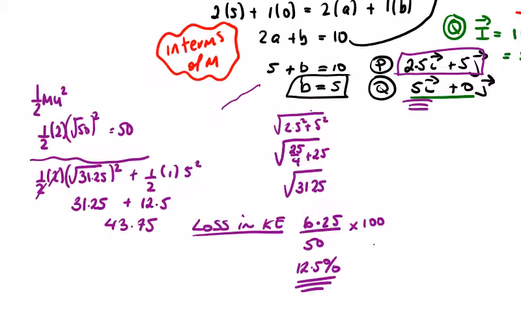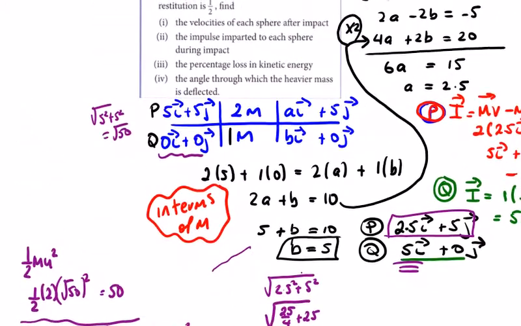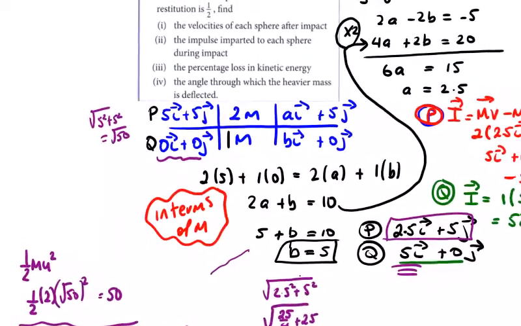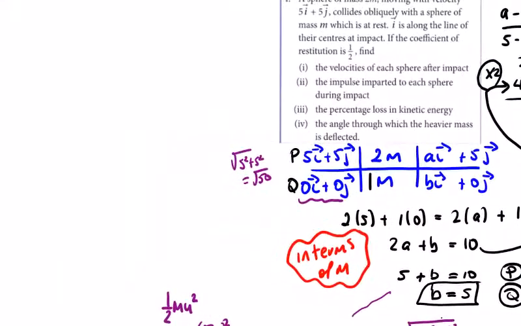In the last part, we can find it. We're asked for the angle through which the heavier mass is deflected. So this 2m mass here is traveling at 5i plus 5j, so that's the inverse tan of 1, so it's kind of traveling in this direction. And then it ends up traveling at 2.5i plus 5j, so not as steep. So let's say like this.